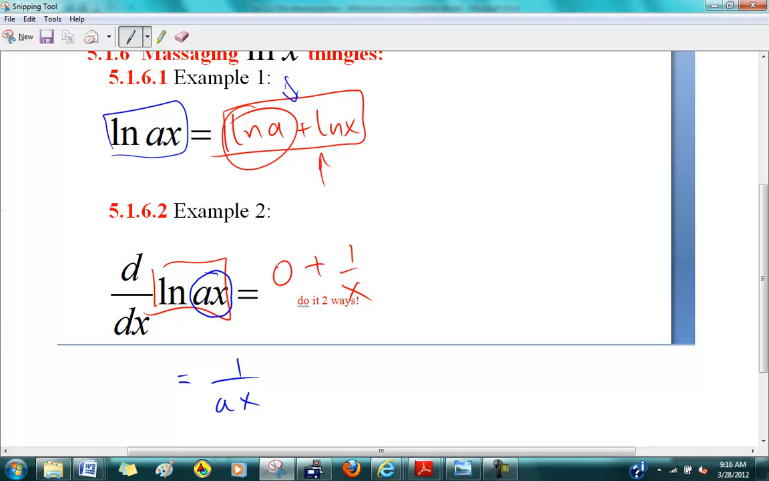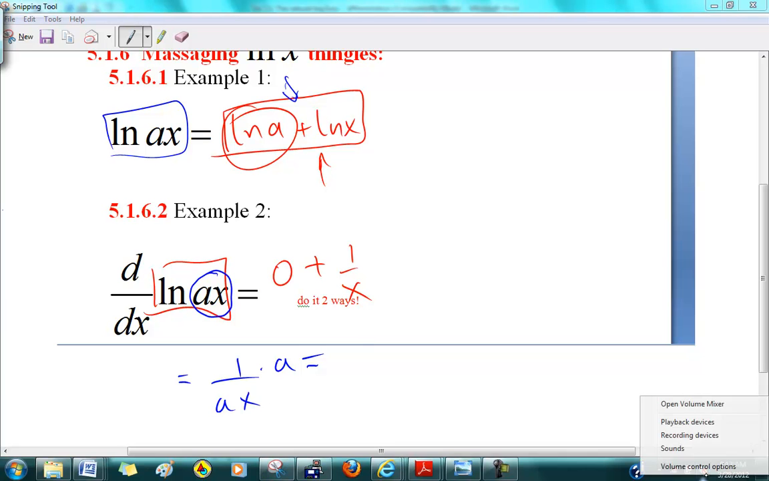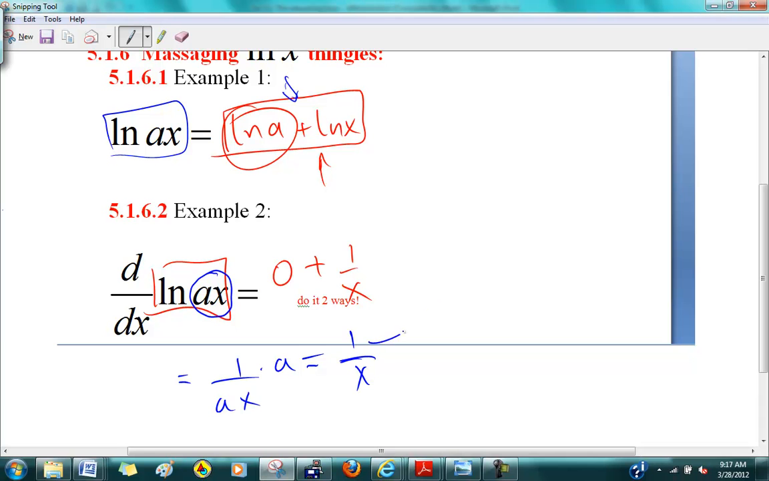Rule number 1, 6 months ago. The top rule right there. Okay, 6 months ago. All right, so you're going to multiply this by a. What do you get? 1 over x. Same stuff that we got earlier. Guys, with me on that?